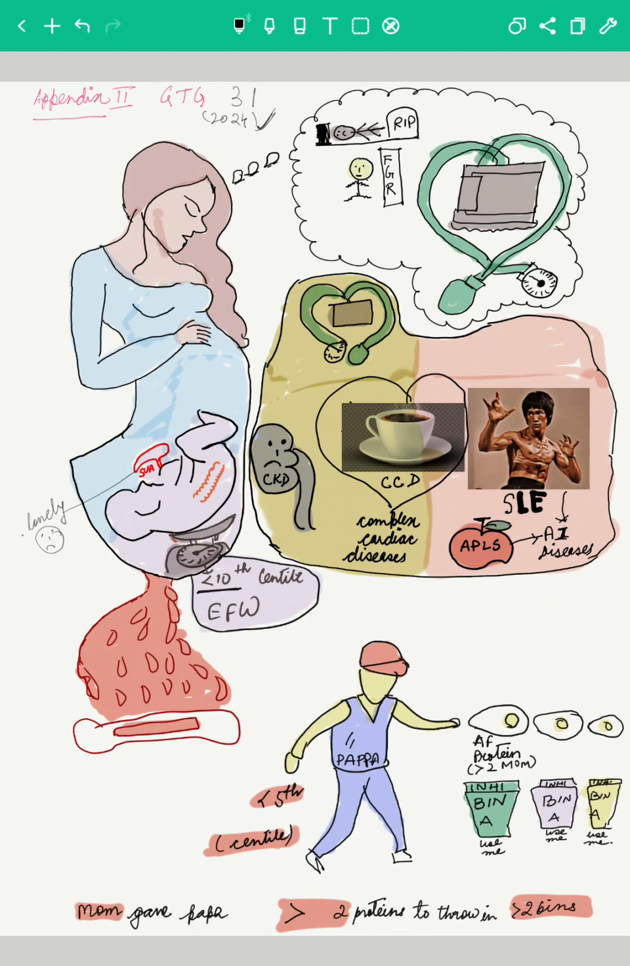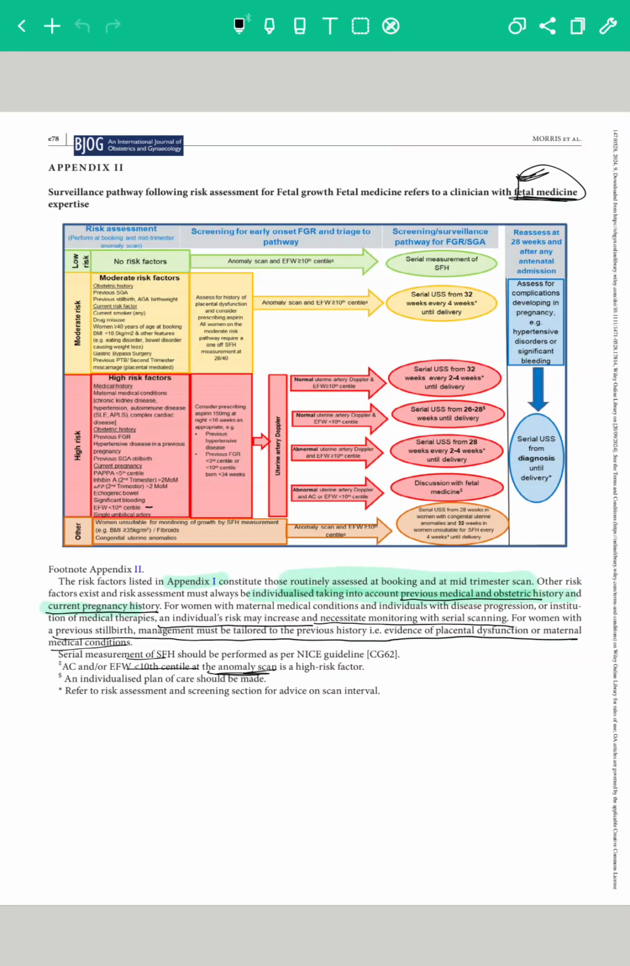Now this guideline has an appendix, the second appendix, which has a lot of information together, but fortunately we don't have to remember it all. So I've tried to make a mnemonic so that we can individually remember the important risk factors and then understand how to apply these risk factors in the management of patients with fetal growth restriction.